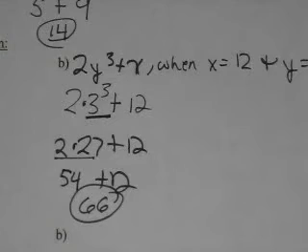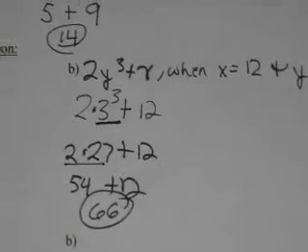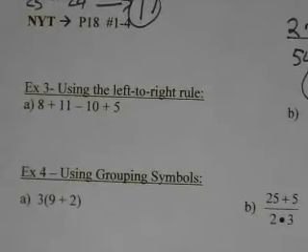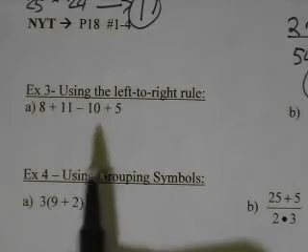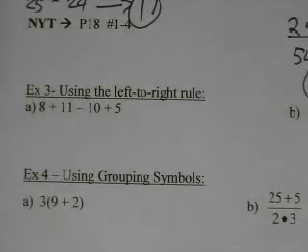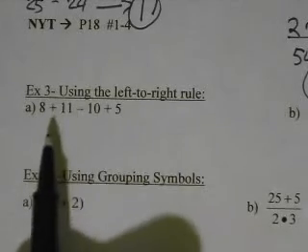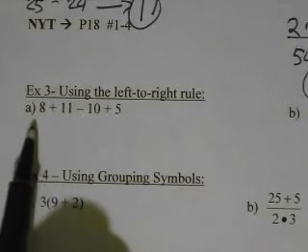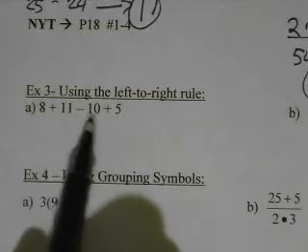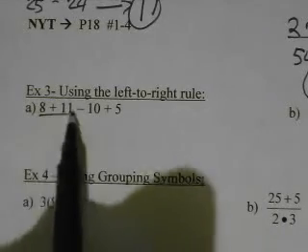Now, let's have just a little bit of practice with our left to right rule, because a lot of people mess that up. So here we have a big list of addition and subtraction. So the left to right rule says if you have only addition and subtraction, you work strictly from left to right as you read a piece of paper. So you're going to do that first.